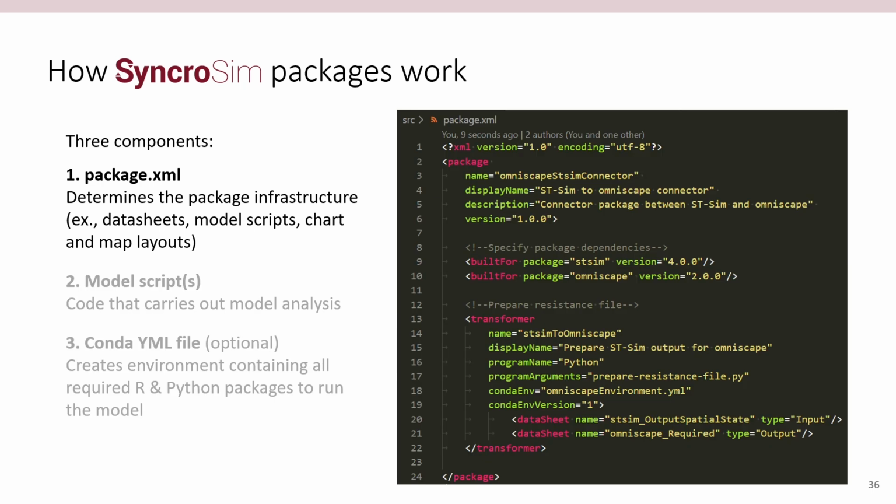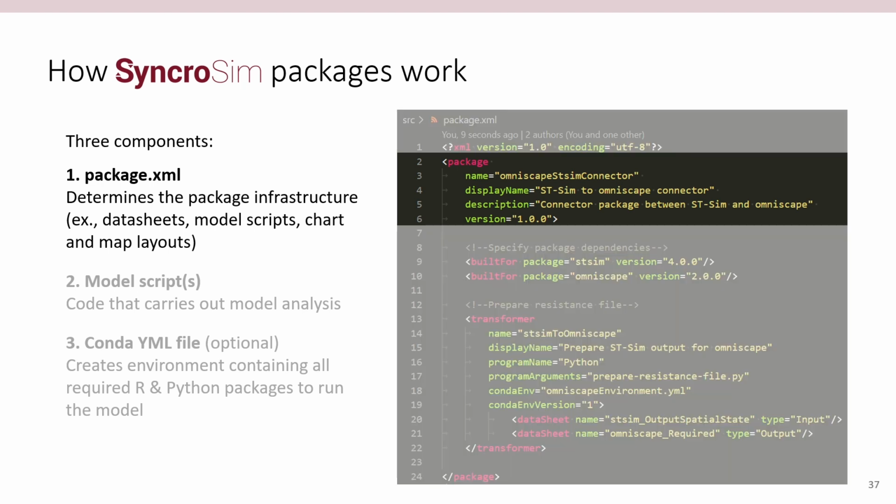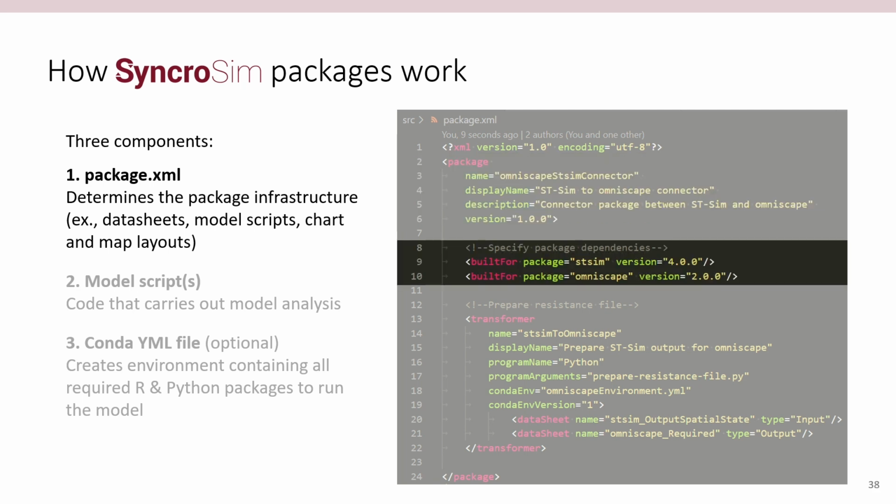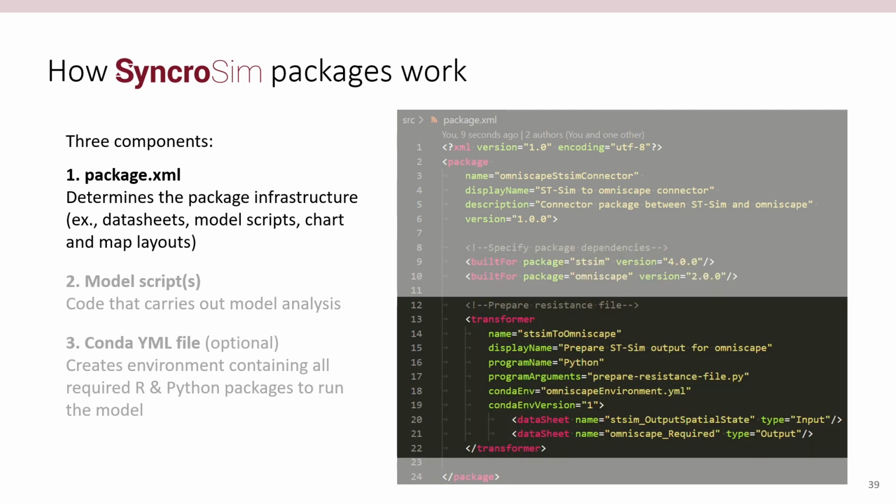So this is an example of what a package XML looks like. This is actually the Omniscape STSIM connector package that Carina was going over earlier. There are a number of important features in this package XML. First is the package element. This contains your name, display name, description, and version. Then we have a section where we specify our package dependencies. Here we're saying that the STSIM Omniscape connector needs STSIM version 4 and Omniscape version 2 to run.